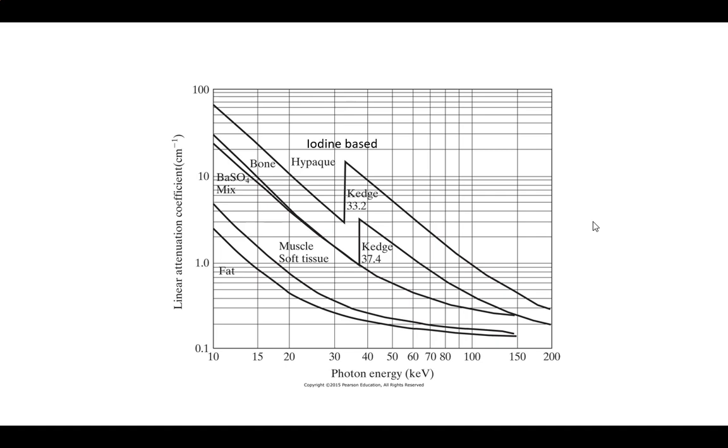Okay, so this one shows you a couple key things, right? You can see here, fat is the lowest line. Muscle, kind of soft tissue range, is the next line up. And bone is the next curve coming down, right? It starts out a little bit below, and it comes down. Actually, I think it starts a little bit above, right?